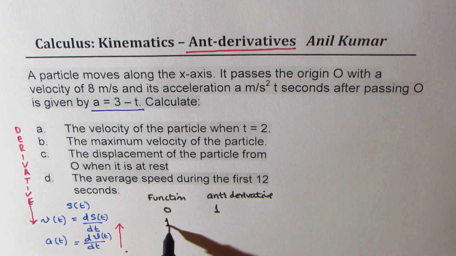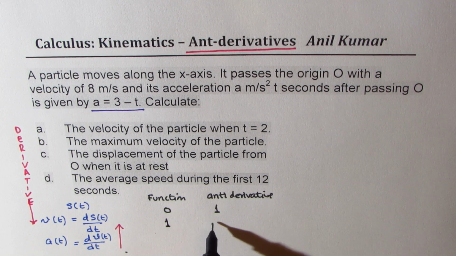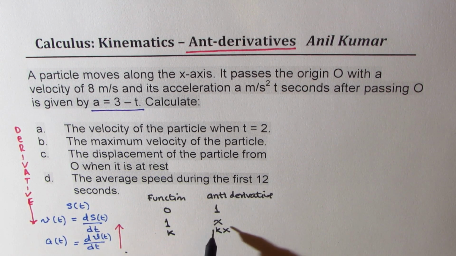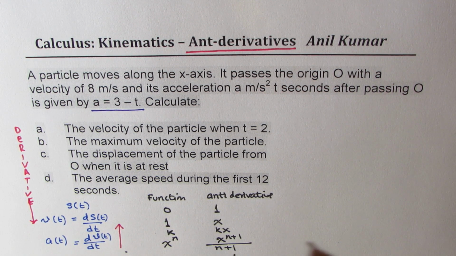But if the function is 1 or a constant, then the antiderivative is x, because the derivative of x is 1. So if the function is a constant k, then it will be kx, fine. But if the function is some power of x, x to the power of n, then we apply the power rule in the reverse way. So we get the antiderivative as x to the power of n plus 1 divided by n plus 1. Now you can see, if you take the derivative of this, you get x to the power of n. That is how it works.